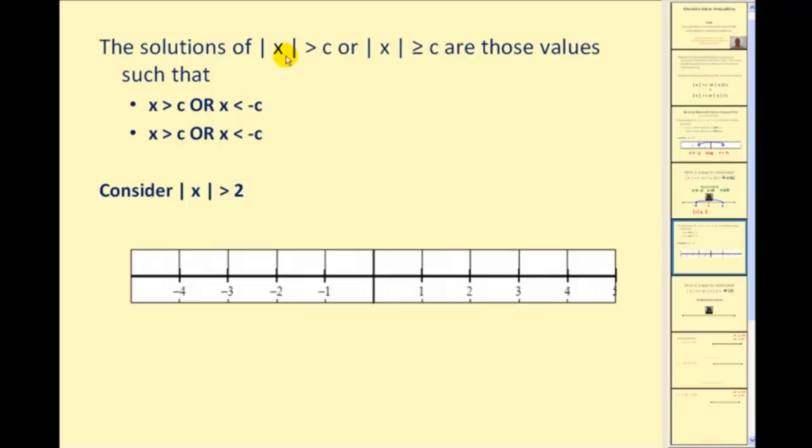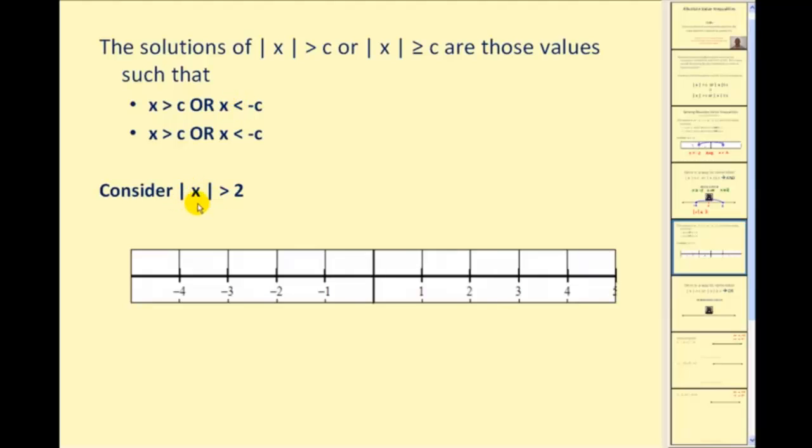Okay, the second case is when we have the absolute value of some expression being greater than or equal to a positive value of c. You can see we're going to have two inequalities connected with or this time. The first inequality looks almost the same except we drop the absolute value, and the second inequality we change the sign of c and reverse the inequality symbol.